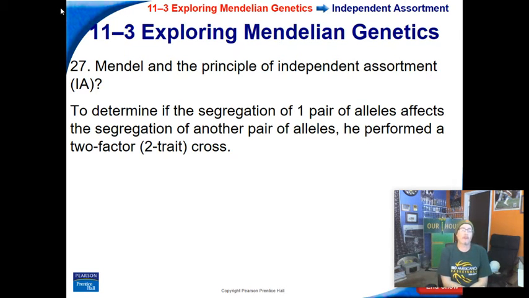Okay, today we're talking about Mendel taking it to the next level. 11.1 and 11.2 talked about probability and Punnett squares and one-trait cross problems. Now we start getting into independent assortment and two-trait or dihybrid cross problems.